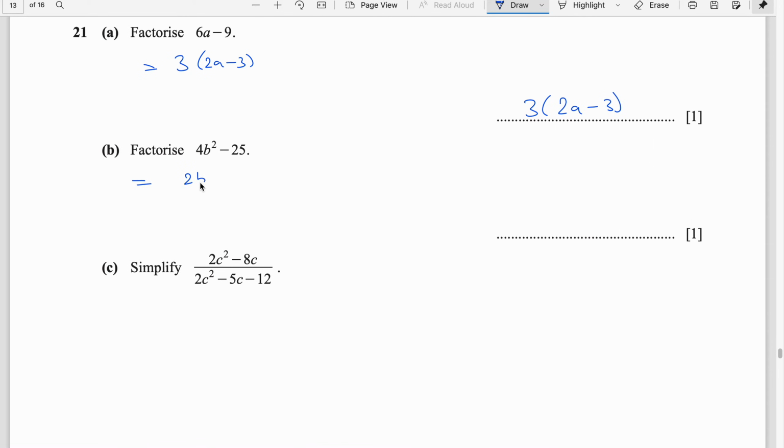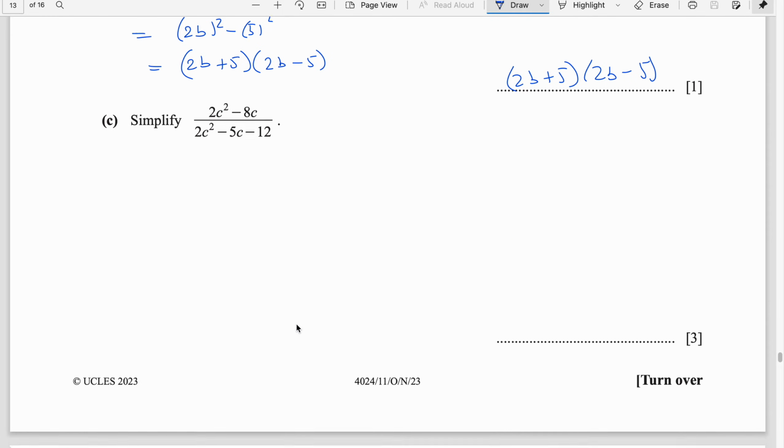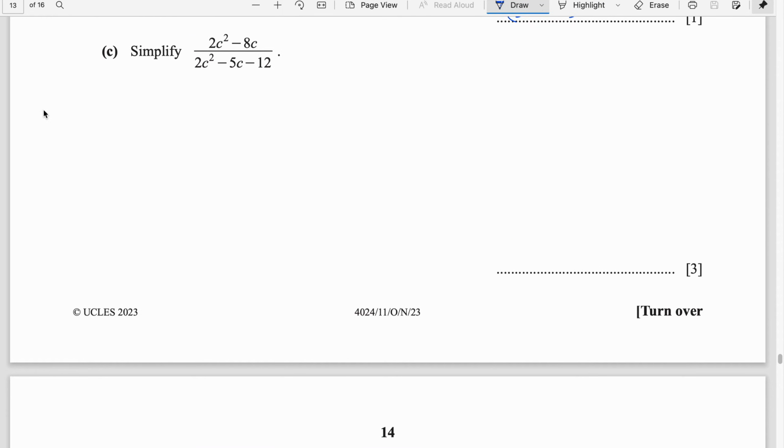Factorize 2b whole squared minus 5 squared, making it a minus b whole square. So that is a plus b times a minus b. C part, simplification. So in the numerator we have 2c as common, c minus 4.